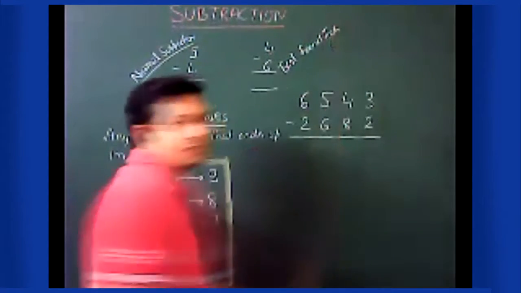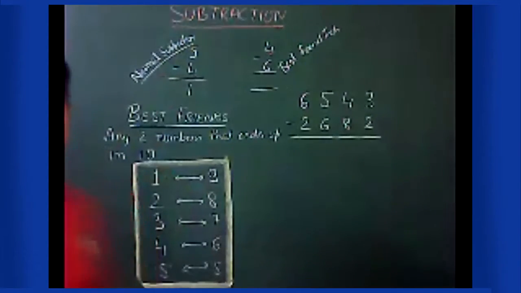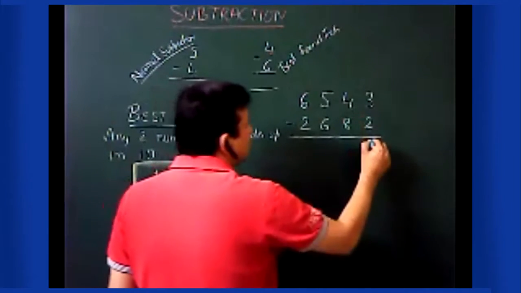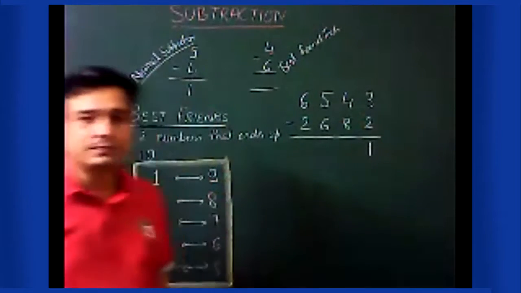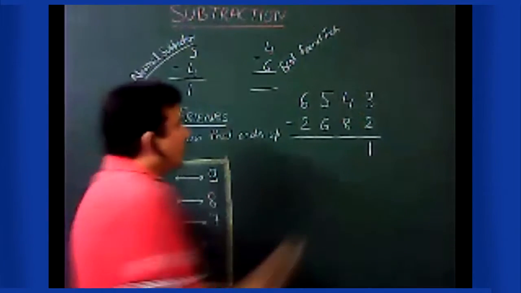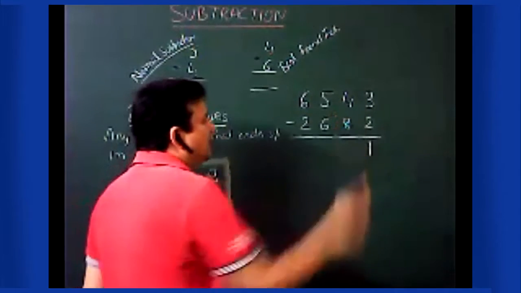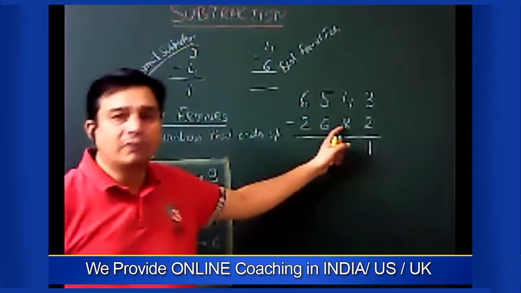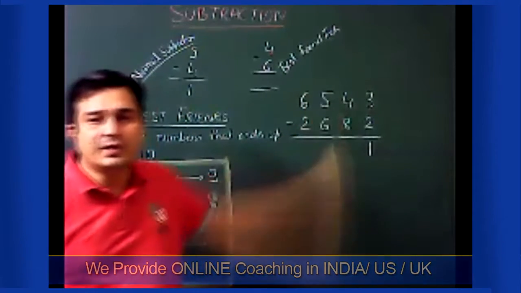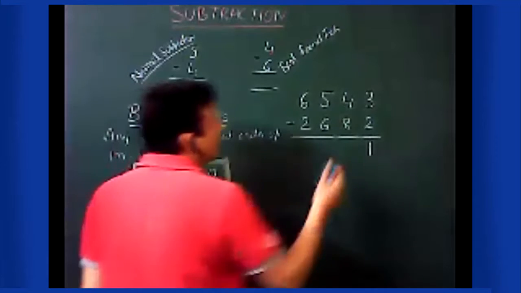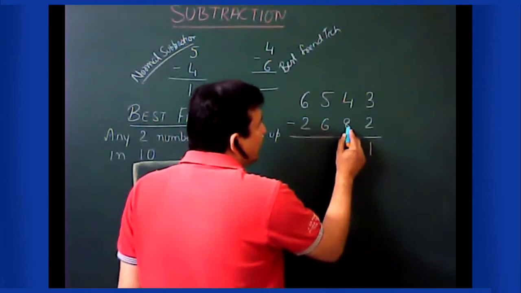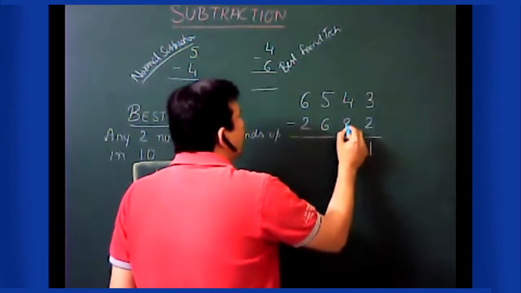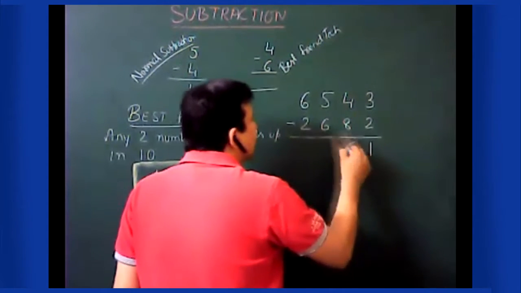Now, let us understand what this best friend technique is. First, this is normal subtraction. 3 minus 2 is 1. Now, in this second pair, 4 minus 8. Here we see that 8 is greater than 4. So we will use the best friend technique. Now, what is this best friend technique? Add the best friend of 8 to 4. Best friend of 8 is 2. Add 2 and 4. This becomes 6.